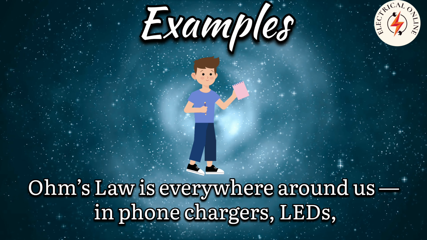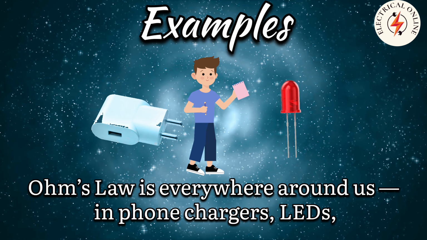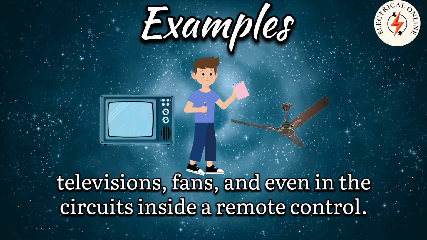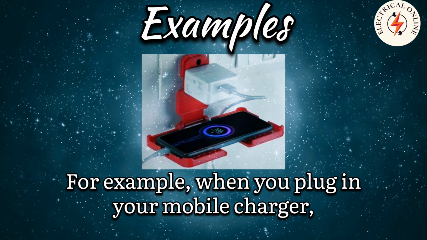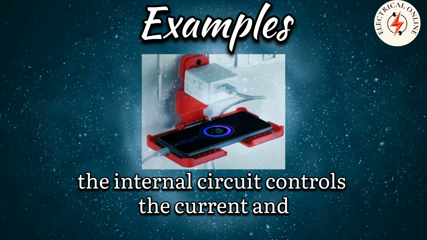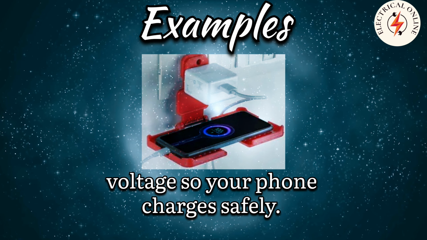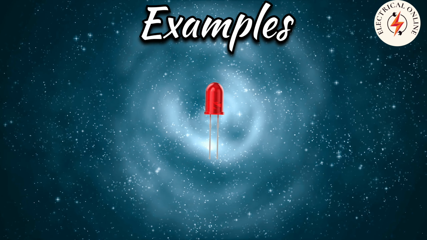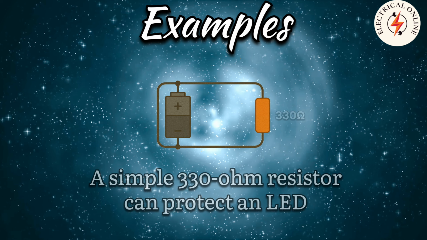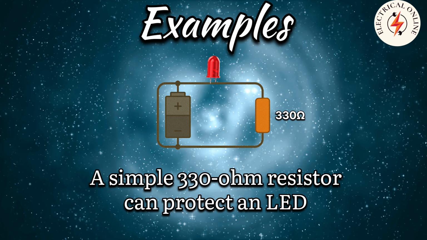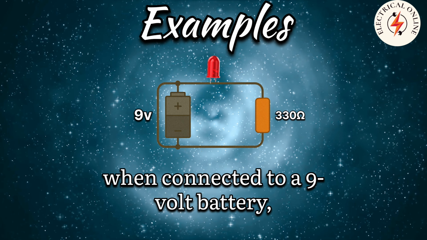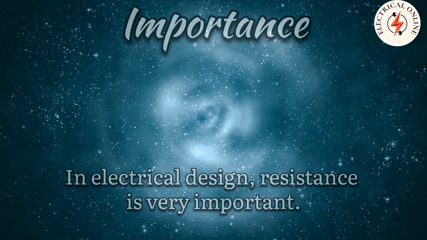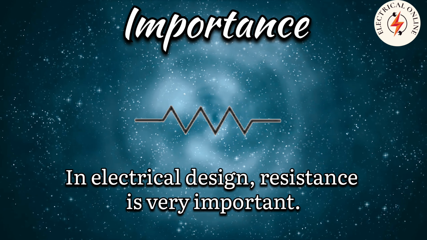Ohm's law is everywhere around us, in phone chargers, LEDs, televisions, fans, and even in the circuits inside a remote control. For example, when you plug in your mobile charger, the internal circuit controls the current and voltage so your phone charges safely. Even small components like LEDs need correct resistors, or they might burn out. A simple 330 ohm resistor can protect an LED when connected to a 9-volt battery, proving how useful Ohm's law is in daily electronics.